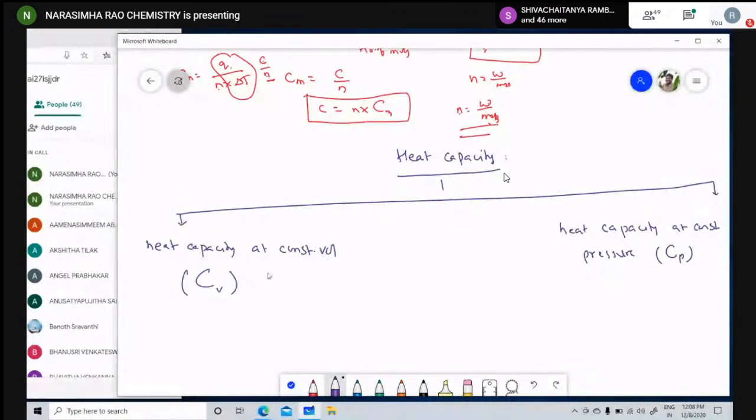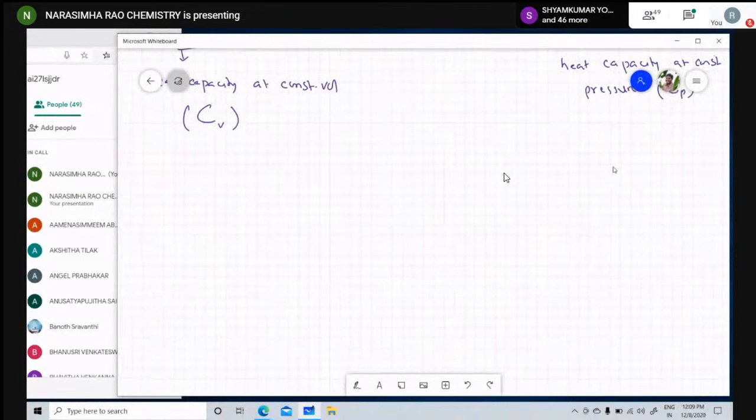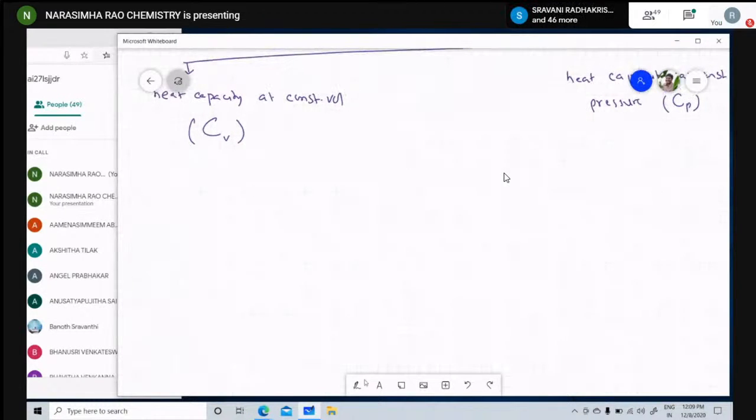Now, what is Cv? What is Cp? Let me discuss. Later, after enthalpy, we will discuss about this one. We will derive it from there.